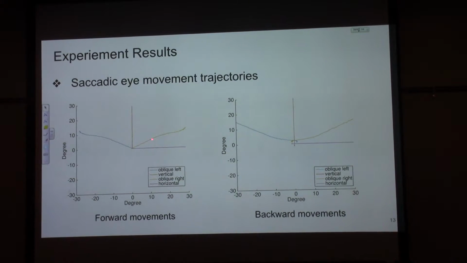This is oblique right, oblique left, vertical, horizontal, from forward from the origin. This is backward movement from its current position, which is 30 degree vertical, 15 degree, 30 degree horizontal, 15 degree vertical, and then move downward. This is the same thing.